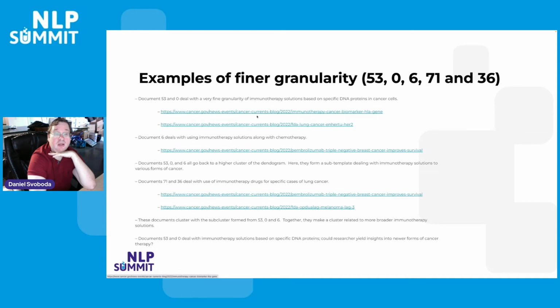So this was a subdivision of a very fine cluster. The next broader one included document 6. Document 6 dealt with immunotherapy solutions along with chemotherapy. So documents 53, 0, and 6 all converge to a higher cluster. So we could say this dealt with a broader category of immunotherapy.